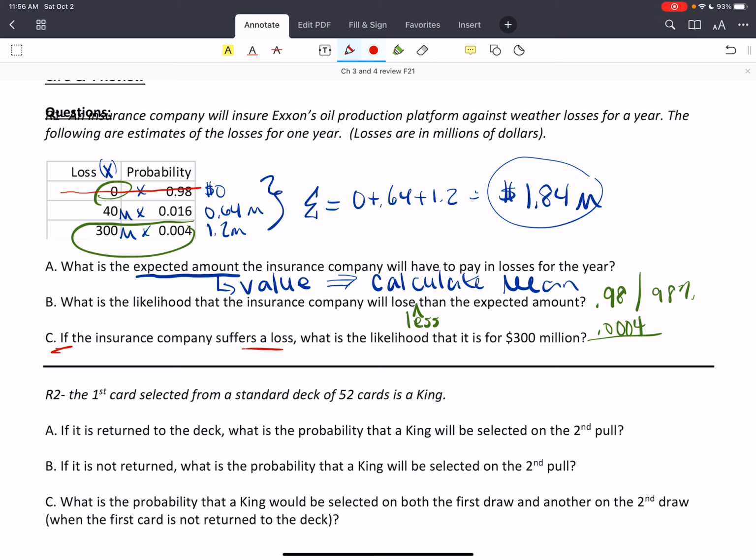So if they suffer a loss, what's the likelihood that it's 300 million? So we add together the 0.016 plus the 0.004, and then once we divide that out, you would get an answer of 0.2 or 20%. So there's a 20% chance that if they do have a loss, that it would be for $300 million.